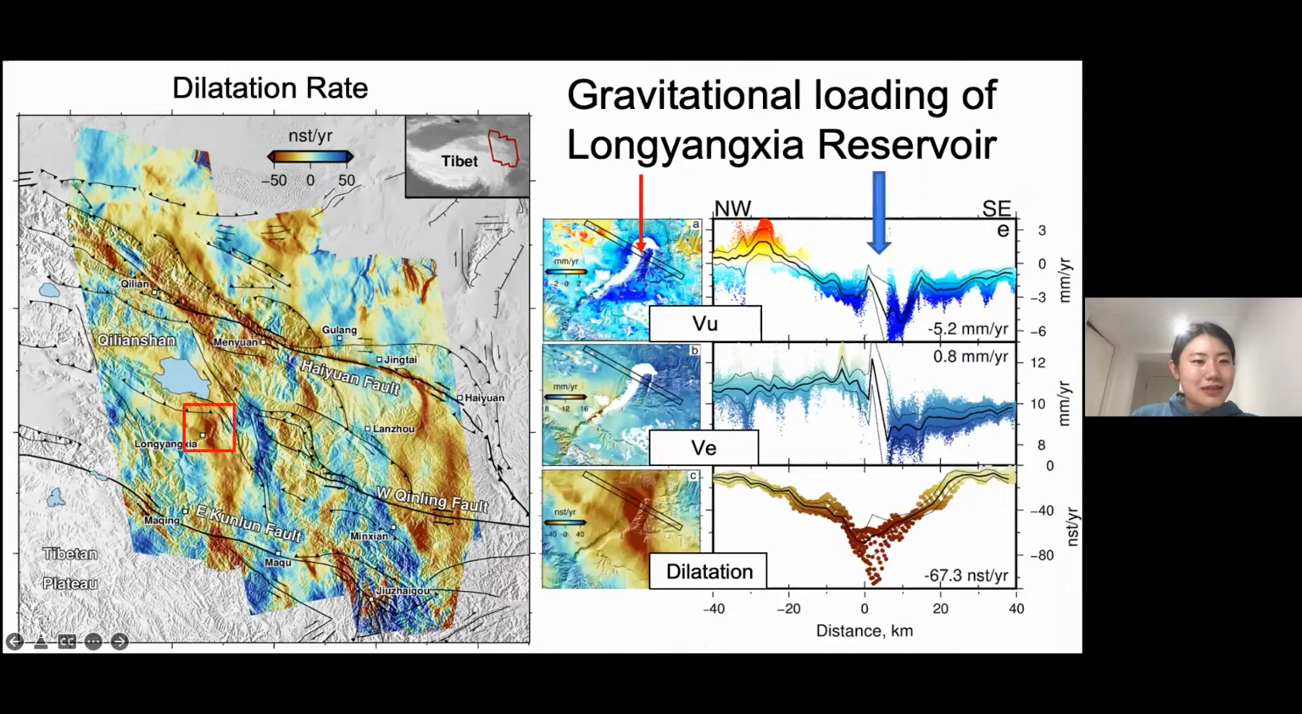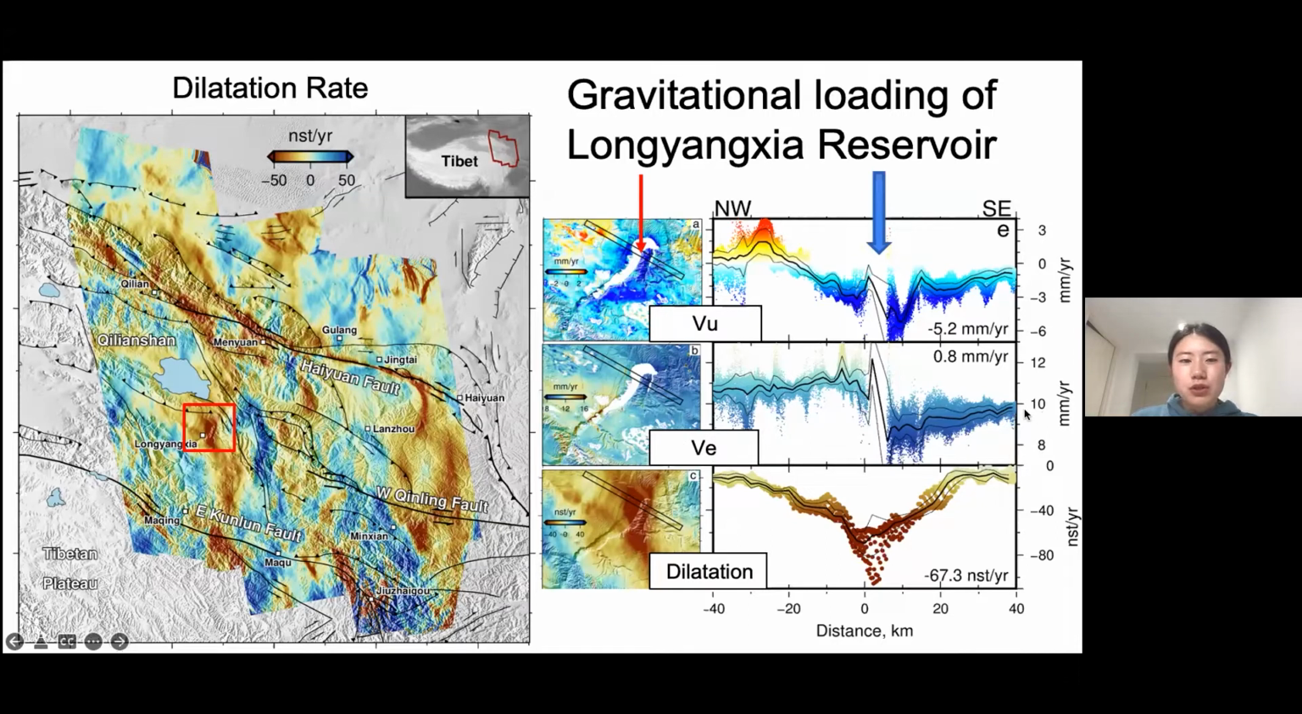Last but not least, we have this contractional strain observed across the Longyanxia Reservoir. And this is where we have this subsidence centered around the reservoir. And also from the east velocity profile, we can see the west-hand side moving faster and faster towards the east as we approach the reservoir from the west.